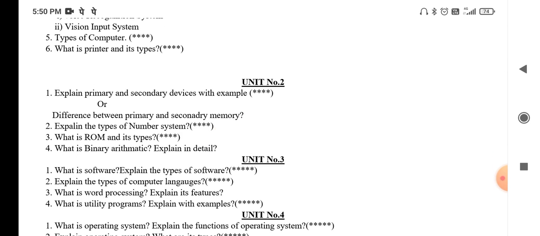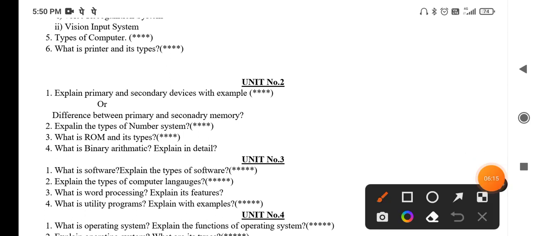Next, when it comes to unit number 3, what is software? Different types of software. We have to give the software definition. After that we have three types of software: application software, system software, and utility software. For all these three types of software we have to explain the definitions.